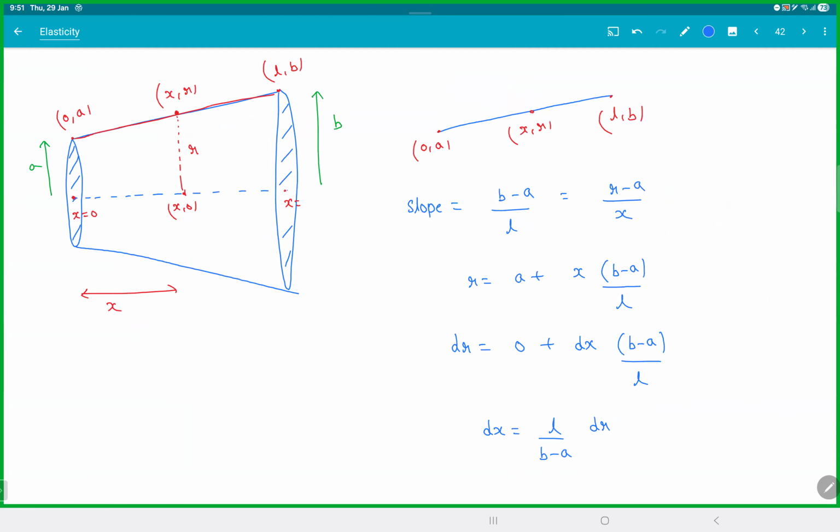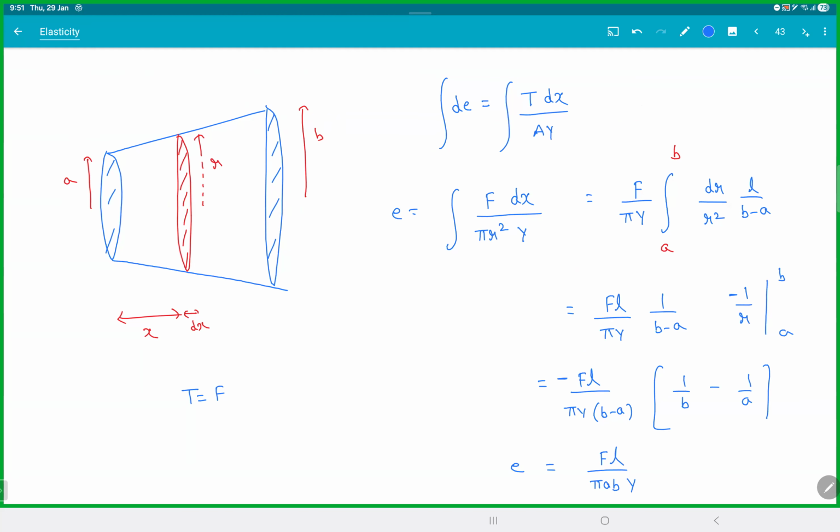Please have a look at this. First I got r in terms of x. Then I got the relation between dr and dx. Then the same story. I took a small piece at a distance x, dx thickness, r is the radius. The formula is tension times length by area times Y. Area is pi r square.